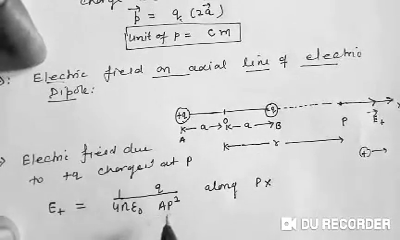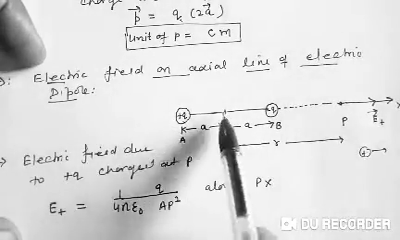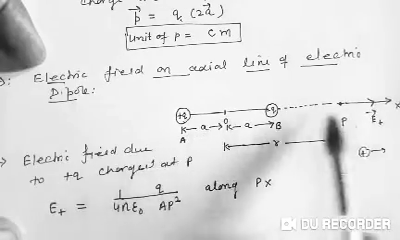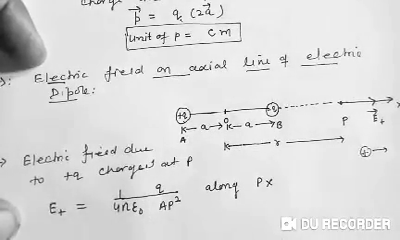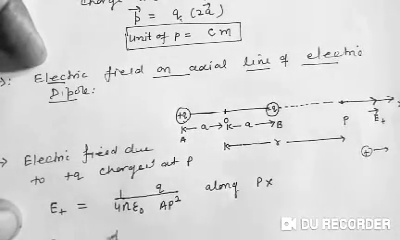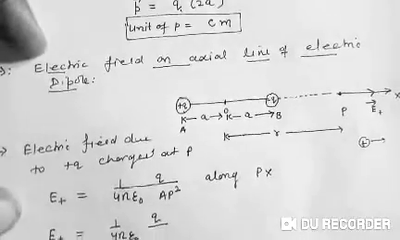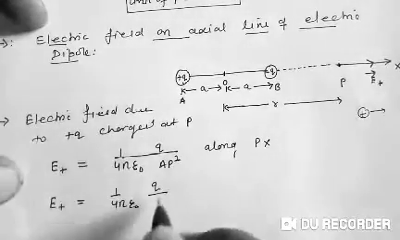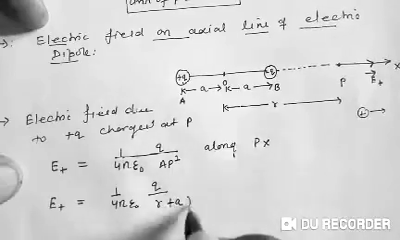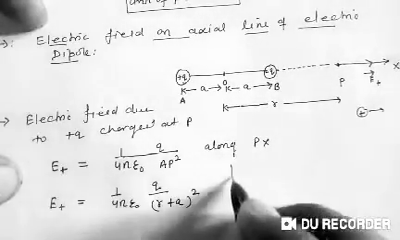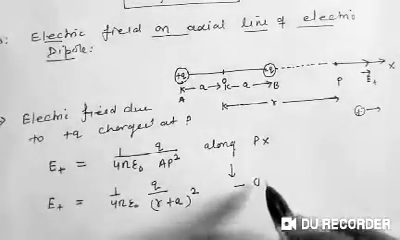So what is now AP? AP, you know, is this whole distance from A to P. So the A to O distance is a, and from O to P it is r. So AP will be a plus r or r plus a. So the electric field due to the positive charge is 1/4 pi epsilon 0 q upon r plus a whole square. The direction is the same, along PX, right? Let this be equation number 1.